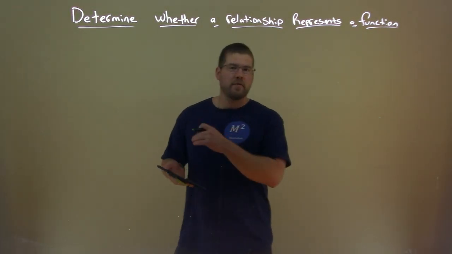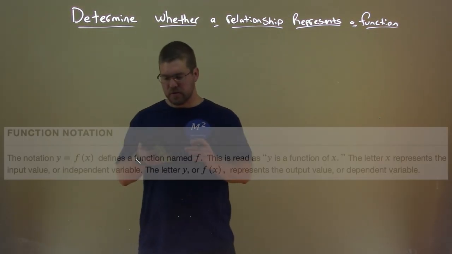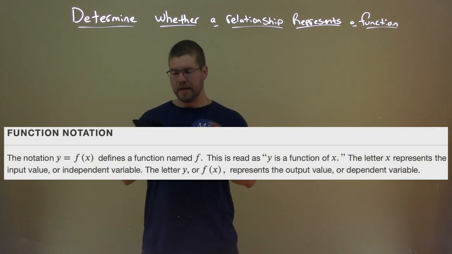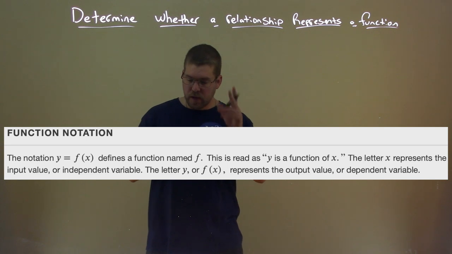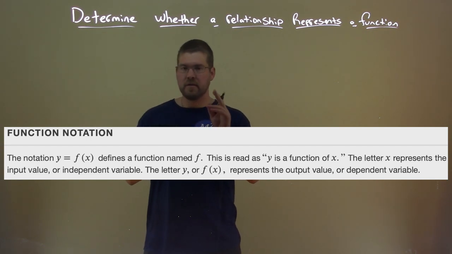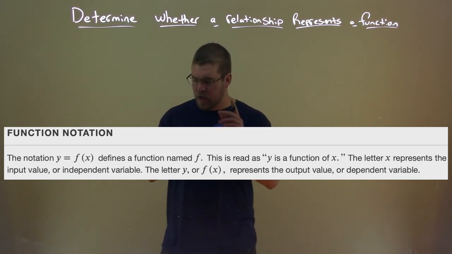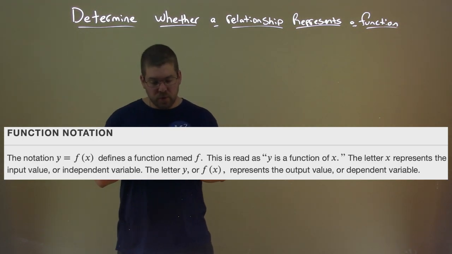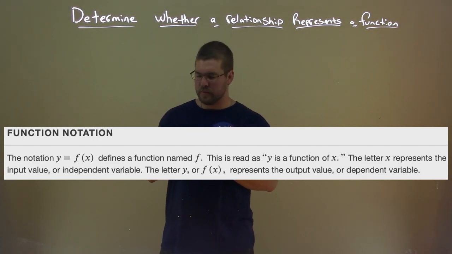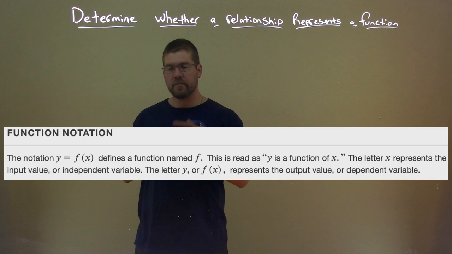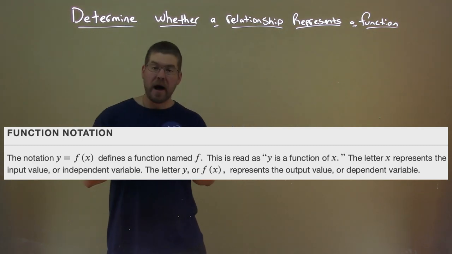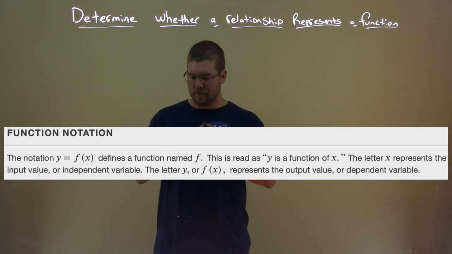So now we're going to learn about function notation. The notation y equals f of x defines a function named f. This is read as y is a function of x. The letter x represents the input value or independent variable. The letter y or f of x represents the output value or dependent variable.